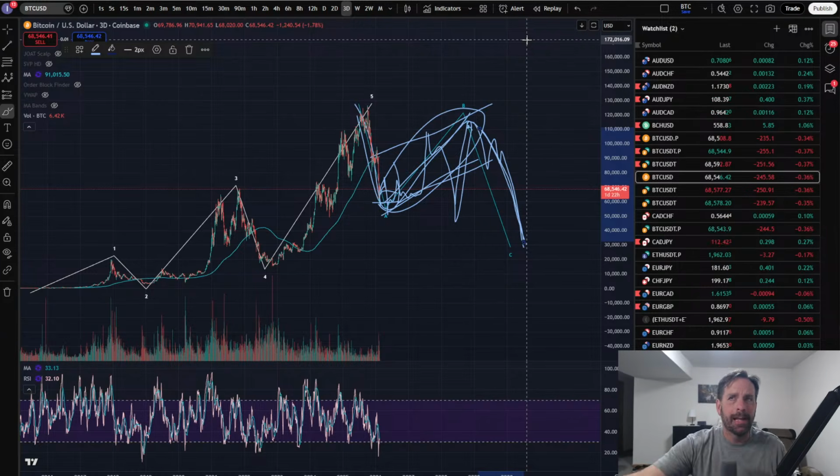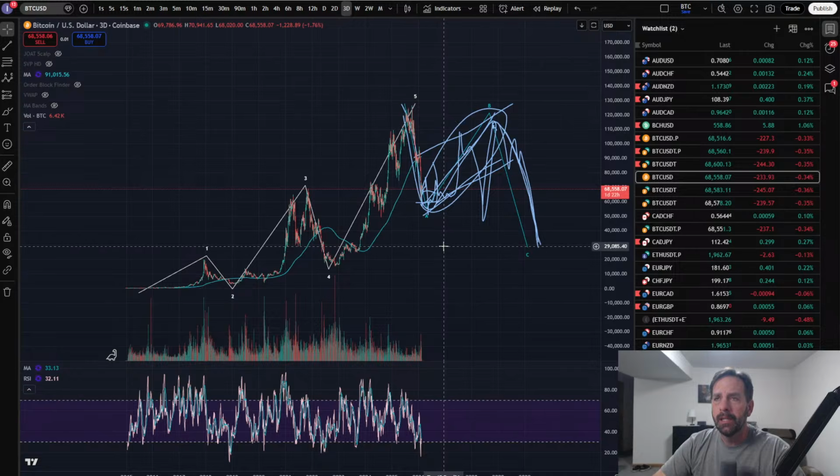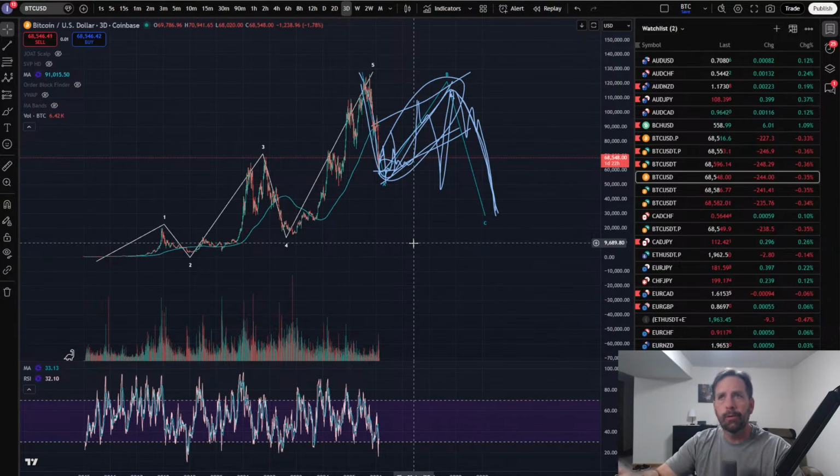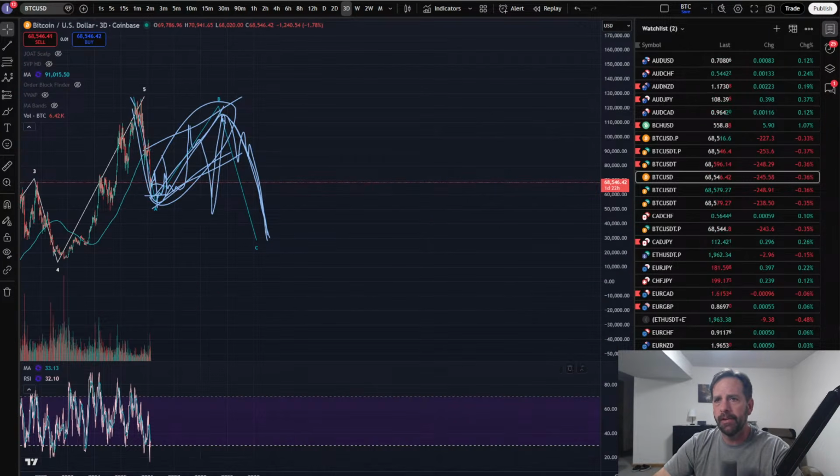That's nothing more than a finished sequence of an Elliott Wave. So here's a finished sequence of Elliott Wave.